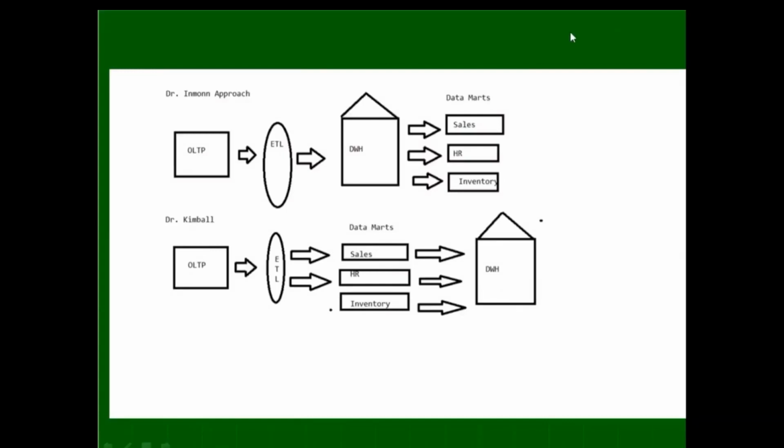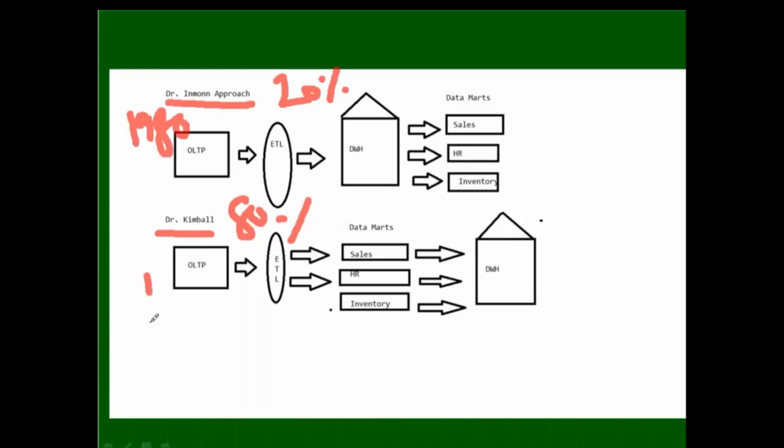So this is the importance. 80% of the companies are doing this approach today. Only 20% of the companies are using his approach. Okay. One difference between both of them is data warehouses only. This guy came in 1980 and this guy came in 1990. Both of them are talking about data warehousing.